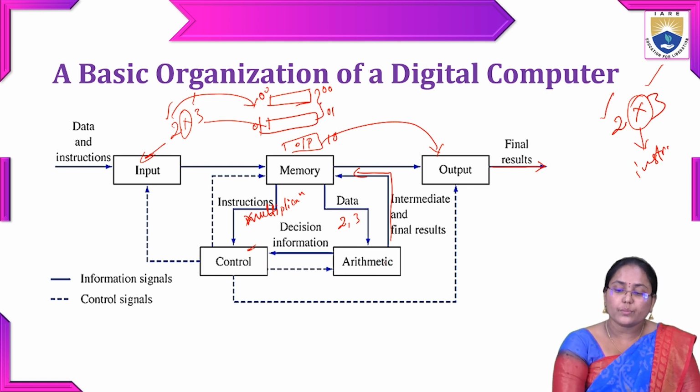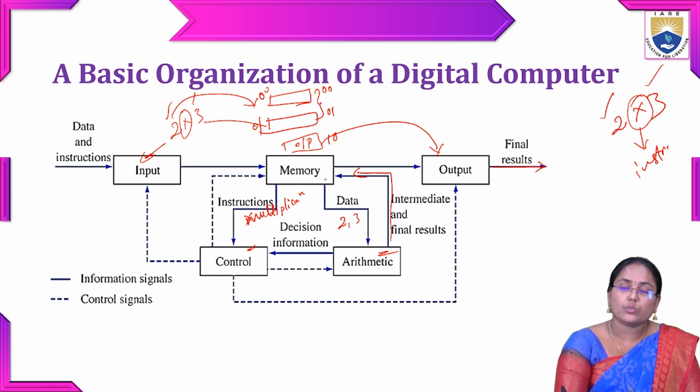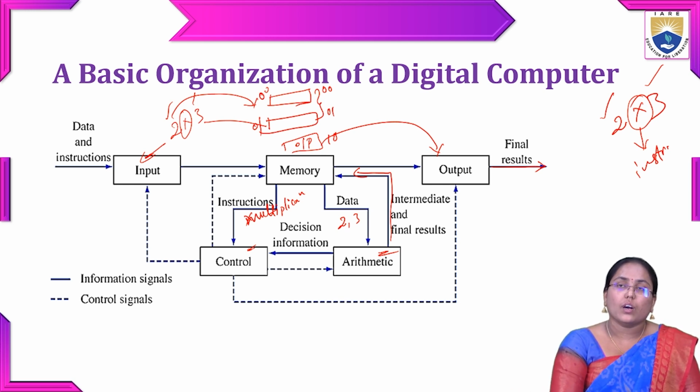Sometimes the result will stop at this point of time. Here the particular output will be obtained, and directly it is stored in the memory and given to the output, and finally the final result will be obtained over here. So this is the way the information is processed in a digital computer.